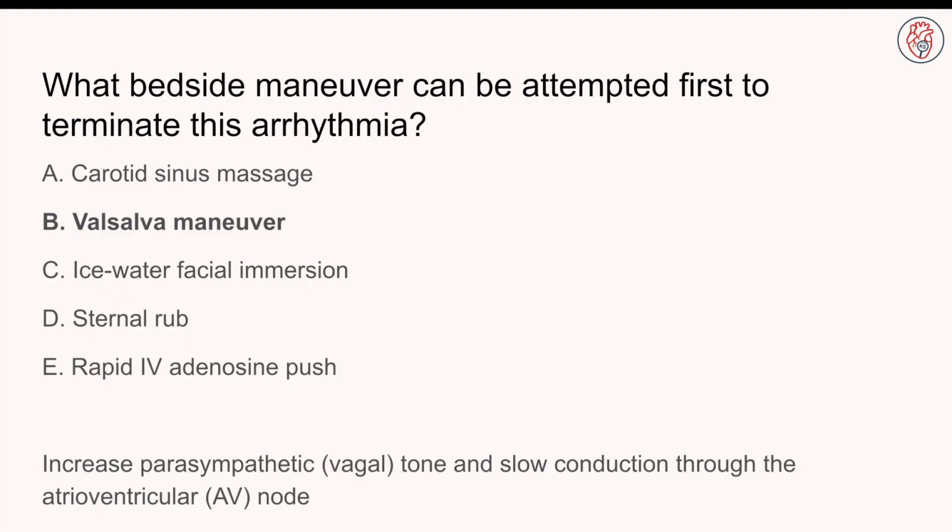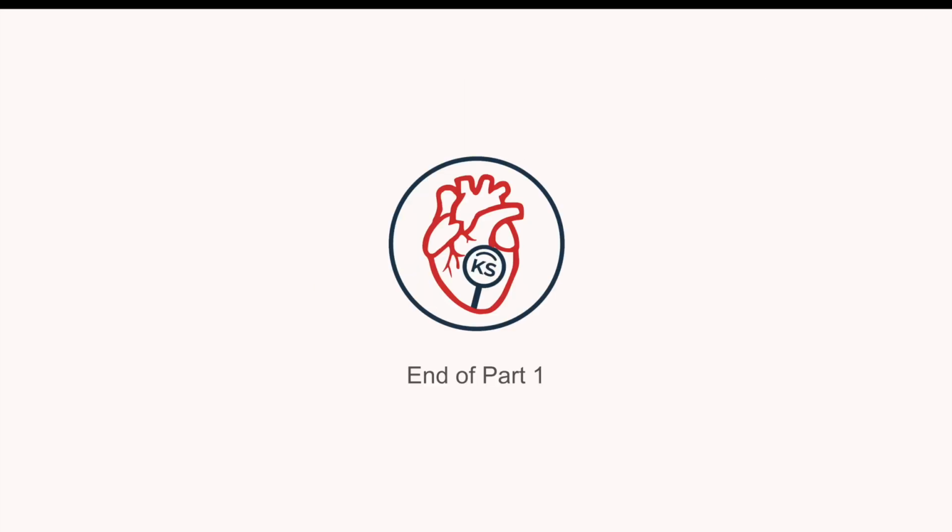The Valsalva maneuver. So we increase parasympathetic or vagal tone and slow the conduction through the AV node. You can also use carotid sinus massage in these. Big thing here is you don't want to do both sides at the same time. Don't make yourself pass out. But again, it's increasing that vagal tone. All right, this is the end of part 1. We will pick up again in part 2.